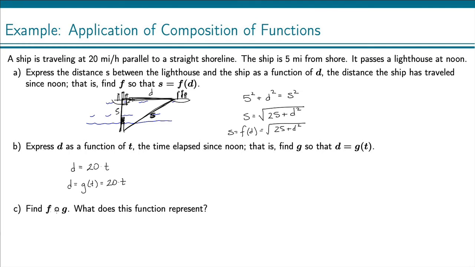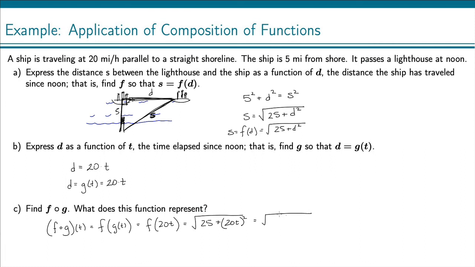And finally, we want f composed with g. Well, f composed with g, the input of g is a time t. So this is f of g of t. Starting with g of t, that's just 20t. Now we're going to plug that into our function f. So f takes our input and does square root of 25 plus that input squared. And so we have the square root of 25 plus 20t quantity squared.